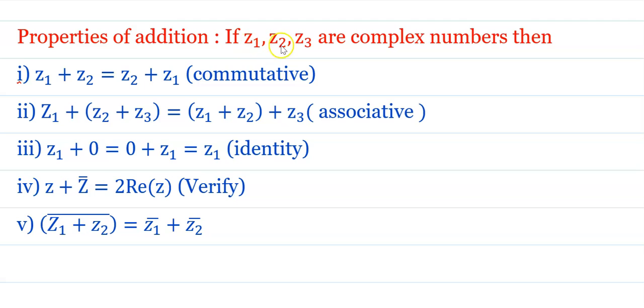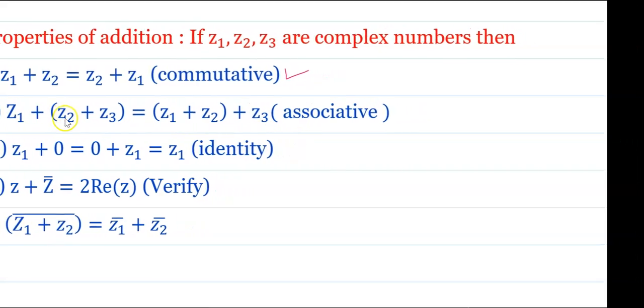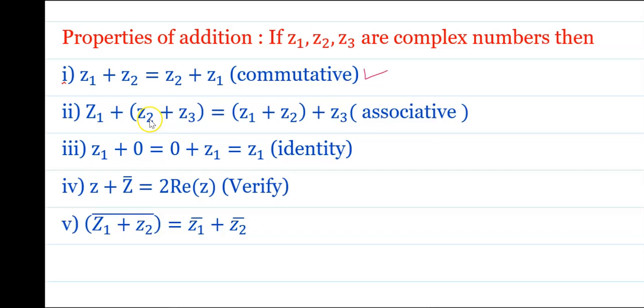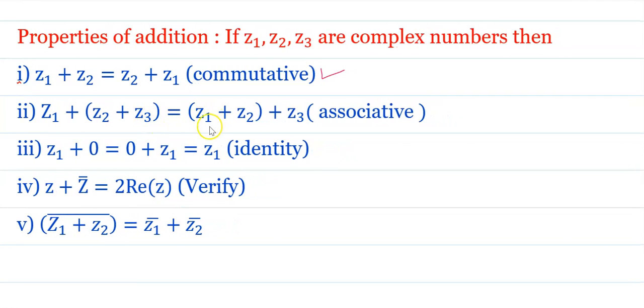Okay, now properties of addition. z1, z2, z3 are complex numbers. Then what are the properties of addition? Commutative, meaning add z2 to z1 or add z1 to z2, it doesn't affect. Therefore it is called the additive commutative property. Okay, z1 plus in bracket z2 plus z3, or after adding z2 to z1, add z3. Then it is called the associative property. It doesn't affect.